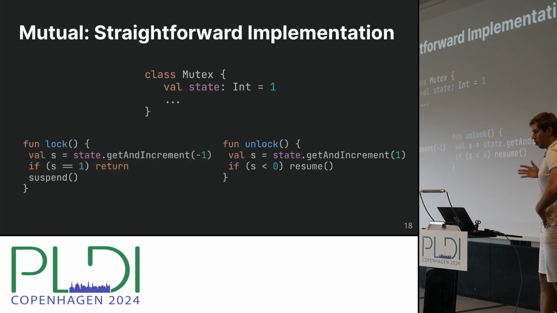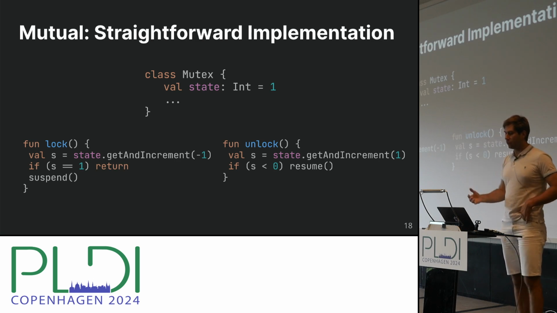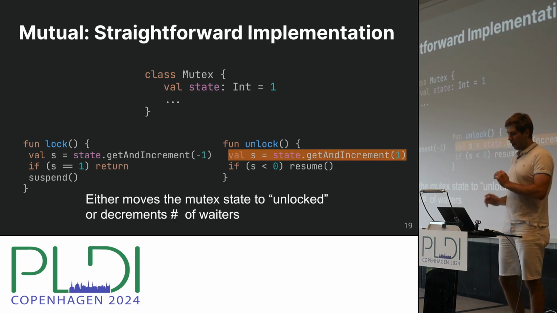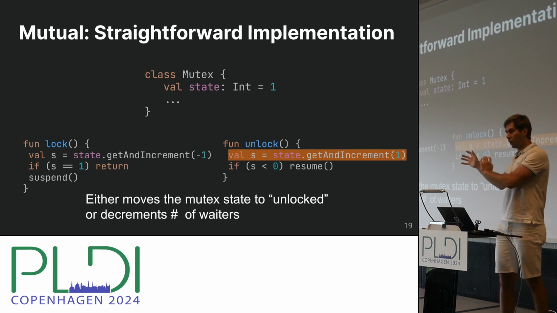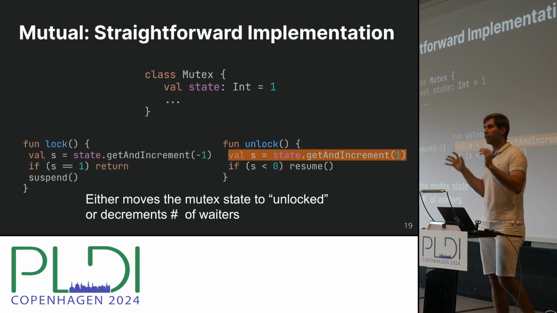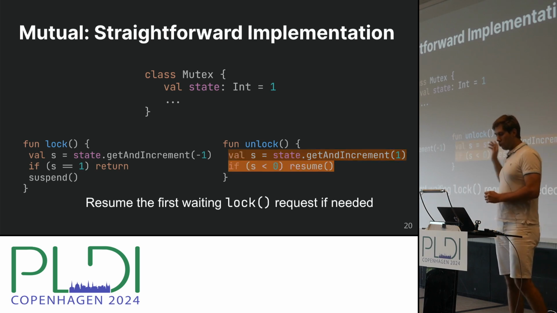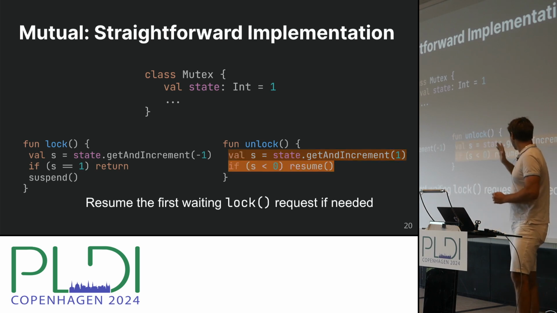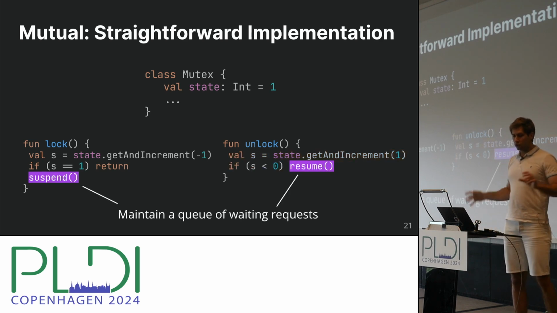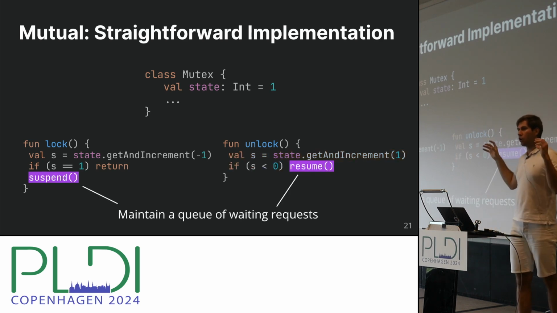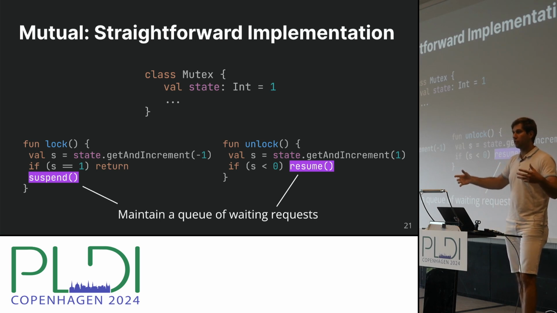And to release the lock, we do the opposite thing. We increment the state, and if it was in the locked state, we move the state to the unlocked one, so from 0 to 1. Otherwise, there is a waiting lock request that we need to resume. So in this case, we call a special resume function that resumes the first waiting lock request. These suspend and resume calls should maintain a queue of waiting requests, processing this queue in first-in, first-out order.